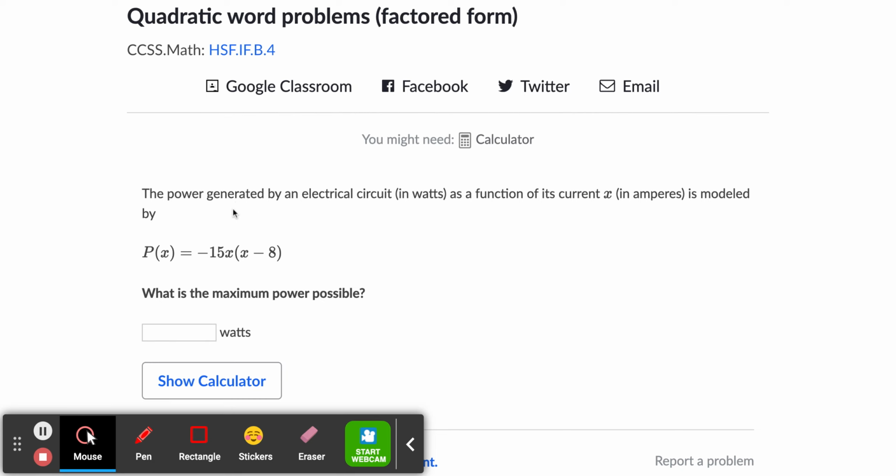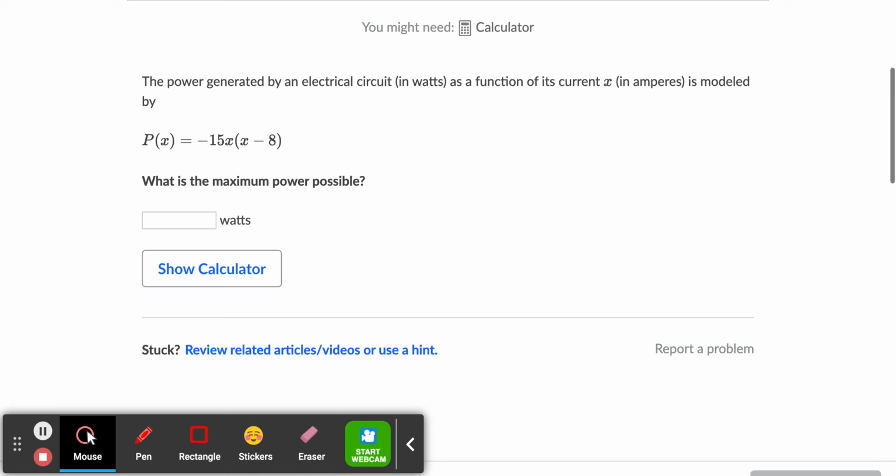So here's the scenario. Power generated by an electric circuit as a function of its current is modeled by P of x equals negative 15x times x minus 8. So it's asking what is the maximum power possible, okay? So the keyword is maximum here. Automatically you should be thinking vertex, right?